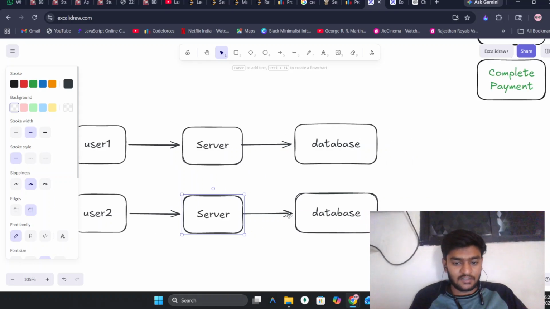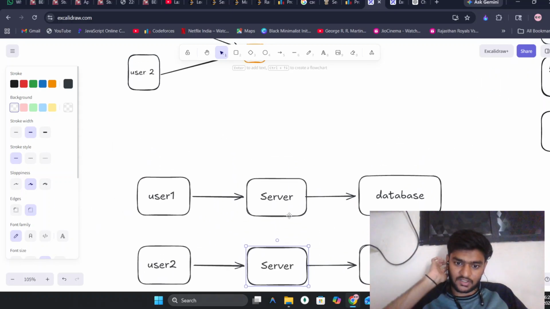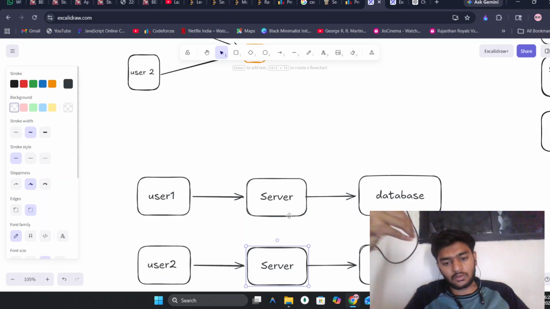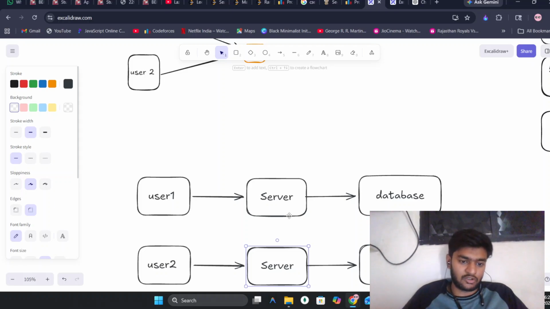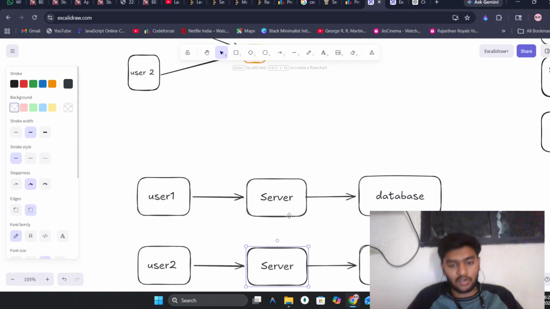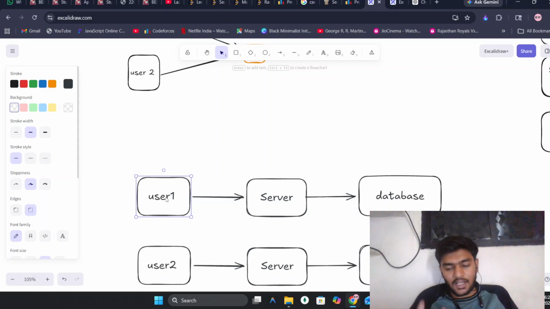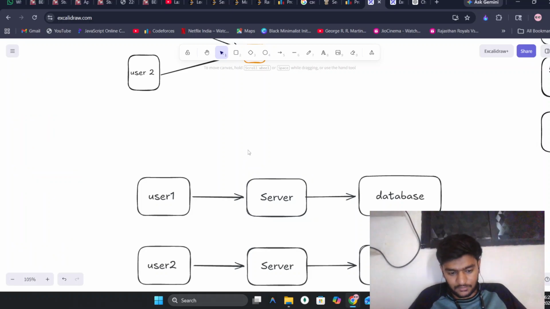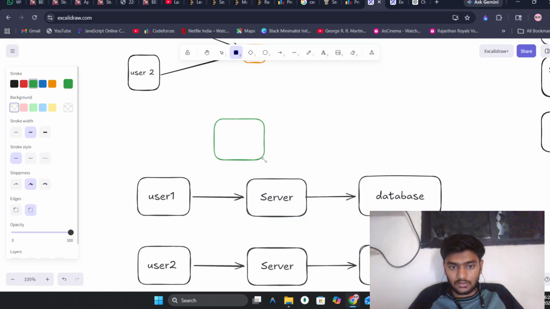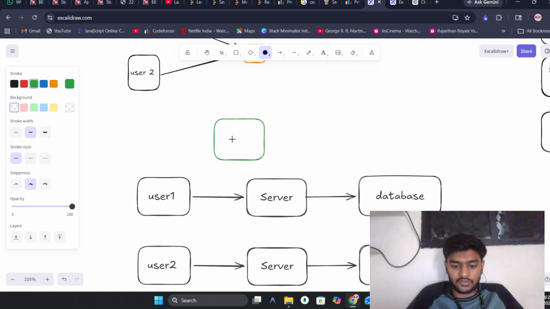So here is where Redis comes into the picture. What is the issue? How can we check whether the seat is available or not? What we introduce here is a locking system. Before the seat is booked, user one locks the seat, and after the payment is completed, the lock is released. So we introduce a lock here.